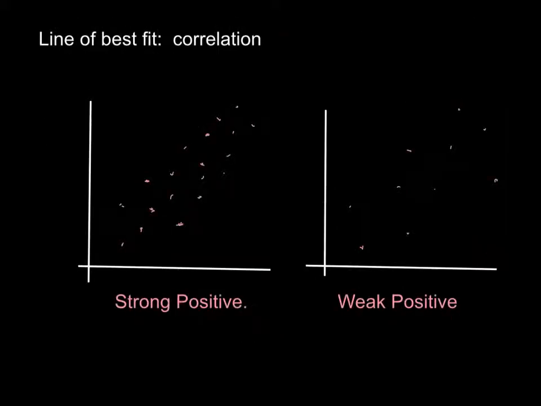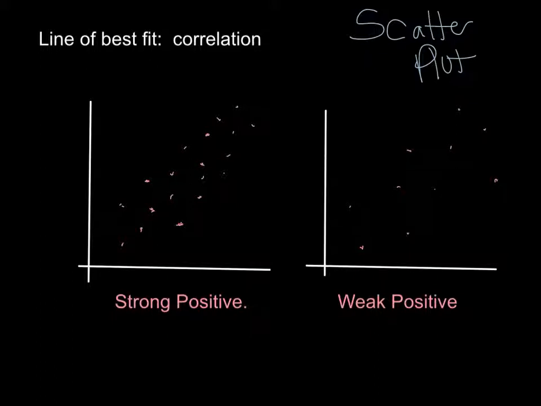Alright, so what we've created are called scatter plots. I want you to remember that. A graph of data is called a scatter plot. And scatter plots are raw data, and we can use them to make predictions given a situation.